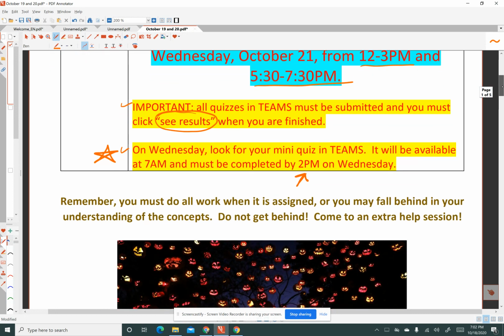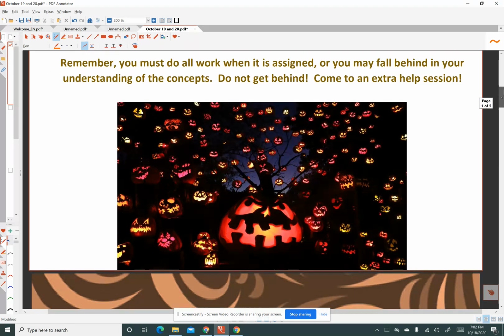So remember, you want to do all your work when it is assigned. Don't wait and let it go till the weekend or till another day. If you do that, you'll really fall behind in your understanding. And you don't want to do that because that is a scary thing to do. So let's not do that.